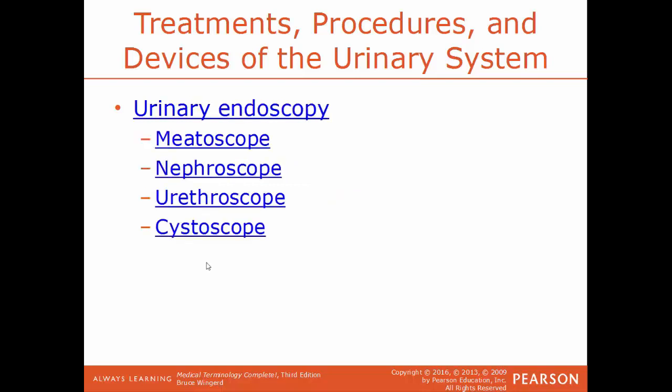Our next term, urinary endoscopy. This is a visual exam of the urinary bladder. And a tool that you would use to do this would be a meatoscope, which is a scope that would be inserted into the urethra. If you wanted to examine just the kidney, you'd use a nephroscope. If you wanted to look at just the urethra, you'd use a urethroscope. If you wanted to look at just the bladder, you use a cystoscope. So all four of these terms deal with visualizing a part of the urinary tract. This depends on what part of the tract you want to look at.